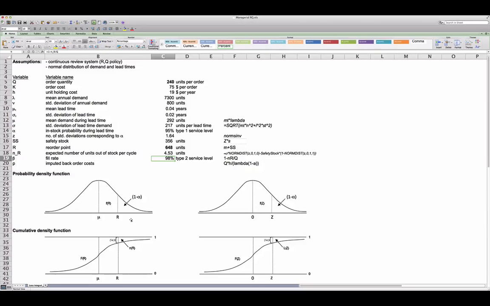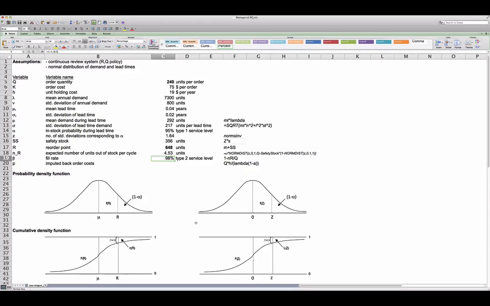The only difference is that the one to the right is a standardized probability density function with a mean of 0 and a standard deviation of 1, and the distribution to the left is a non-standardized distribution that has a mean of mu and a standard deviation of sigma. Notice just the slight difference in notation. What we call f of r in a non-standardized probability distribution function would be called f of z in a standardized distribution function. And that's because in the non-standardized distribution function, we have this reorder point r right here that in a standardized function would be called z.